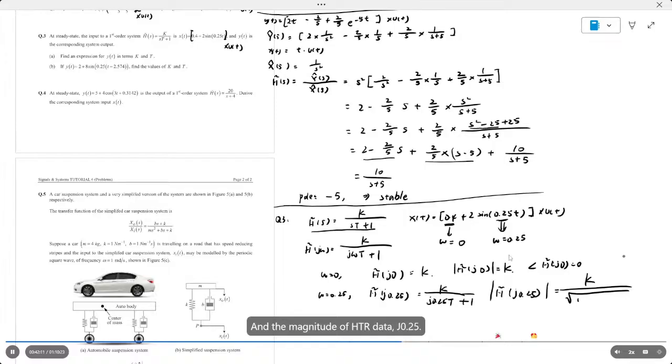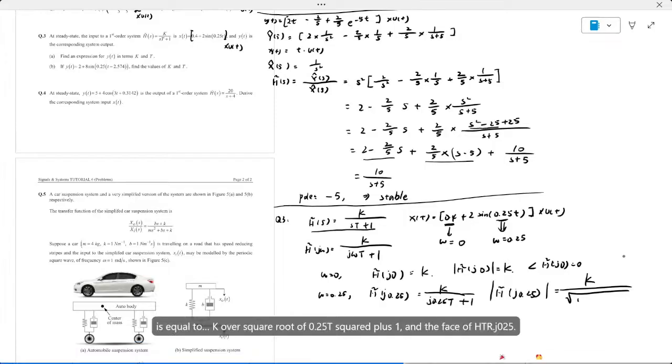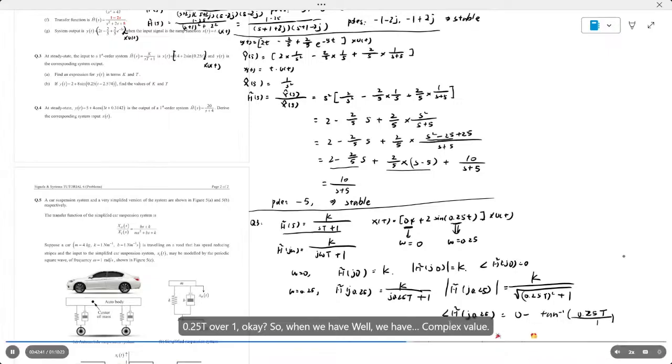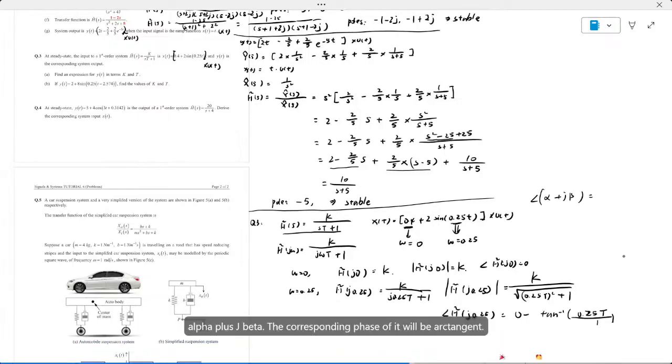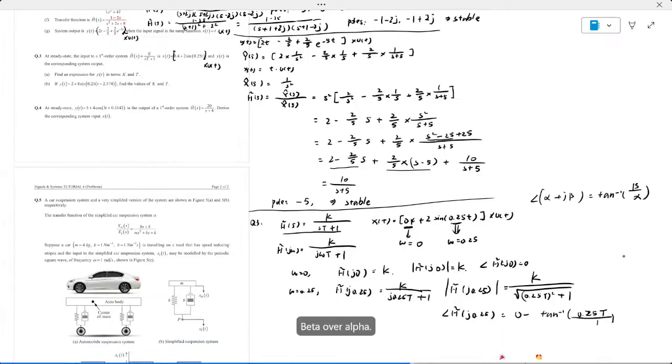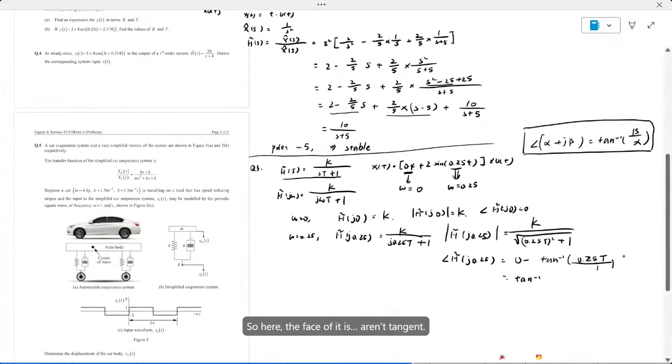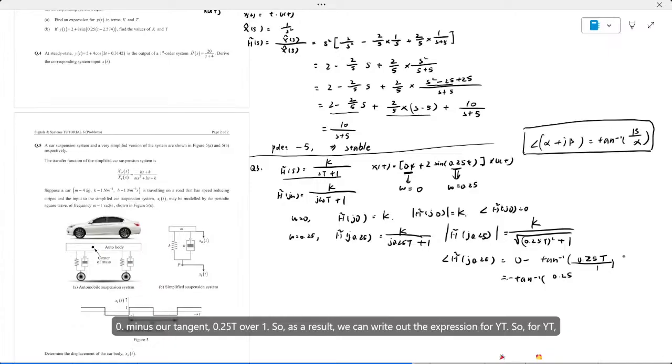the magnitude of H(j0.25) is equal to K over square root of (0.25T) squared plus 1, and the phase of H(j0.25) is equal to the phase of K minus the phase of the denominator, which is 0 minus arctangent of 0.25T over 1. Okay, so when we have a complex value alpha plus j beta, the corresponding phase of it will be arctangent of beta over alpha. So here the phase of it is minus arctangent of 0.25T over 1.